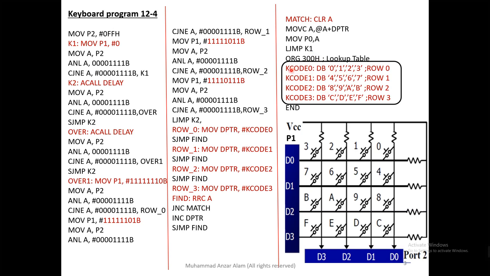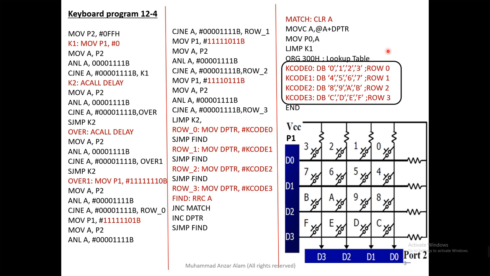These codes are defined by using DB, and the first is for row 0, second is row 1. Of course, we know the row 0 has value 0, 1, 2, 3, and the row 1 has 4, 5, 6, 7, and similarly the row 2 and the row 3 have values C, D, E, F. So all these key numbers are defined in this lookup table.